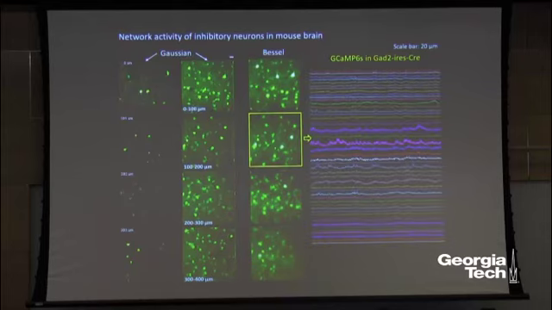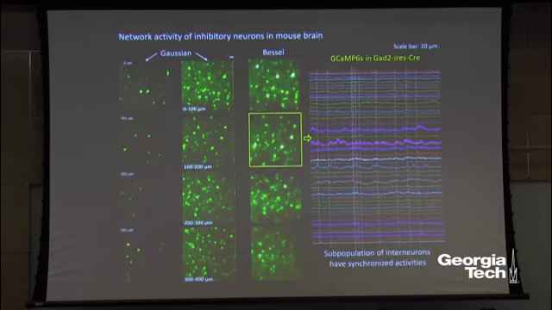And now instead of only a few neurons, you will get the activity of tens of neurons at the same time. When we were doing this experiment, we didn't really know what to expect. But when we got these calcium transients out and looked at them, we noticed that a subpopulation of them has very highly synchronized activity, in that they are active at the same time.